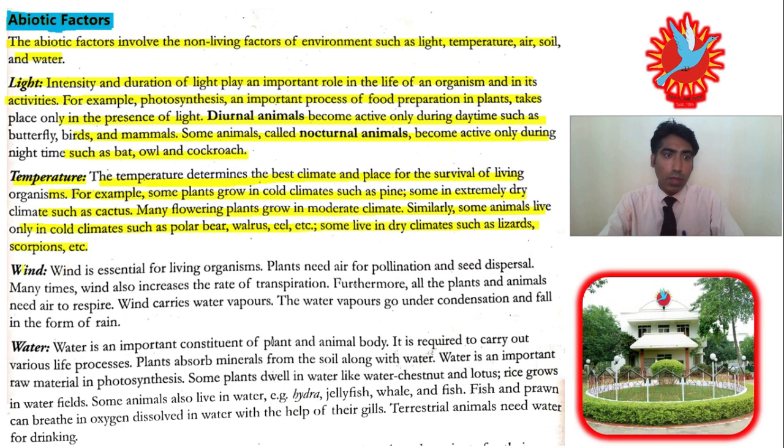Okay, wind plays a very essential role for living organisms. Plants need air for pollination and seed dispersal. Many types of wind also increase the rate of transpiration. Furthermore, all plants and animals need air to respire or to breathe. Wind carries water vapor. The water vapor undergoes condensation and falls in the form of precipitation or rain.